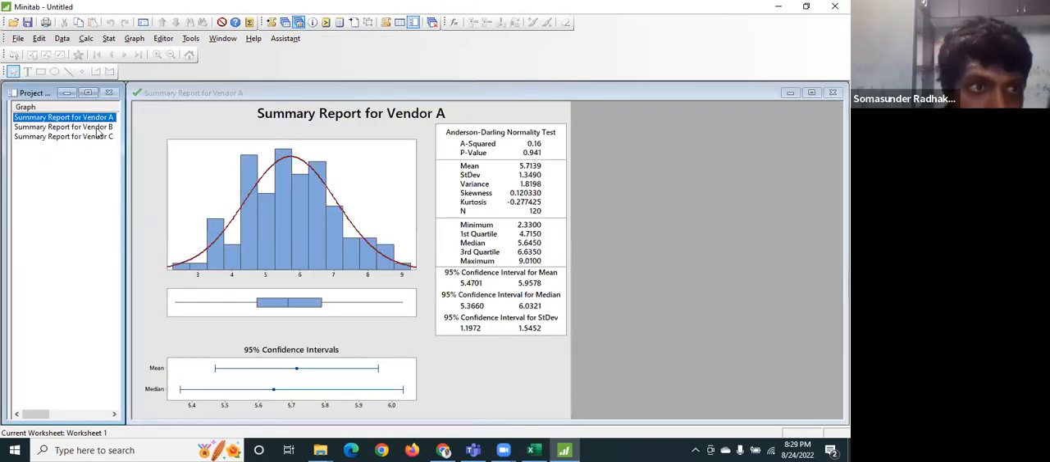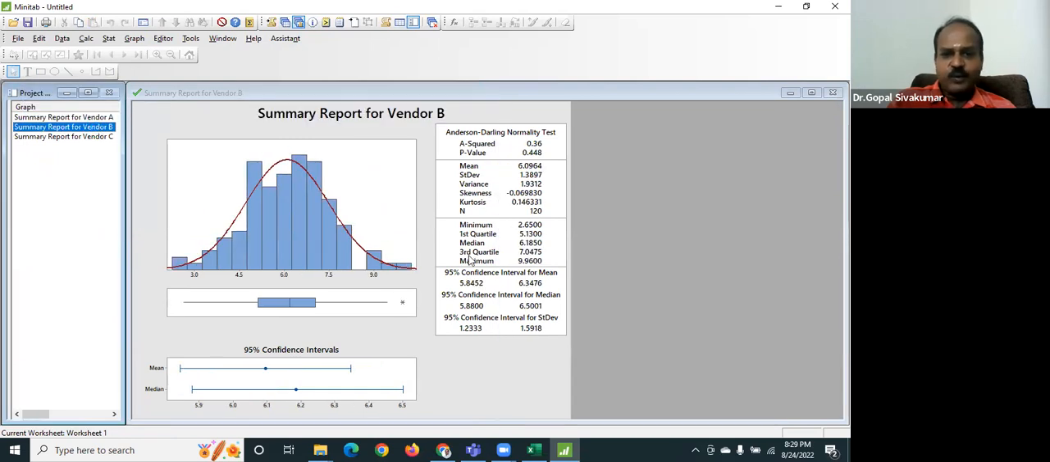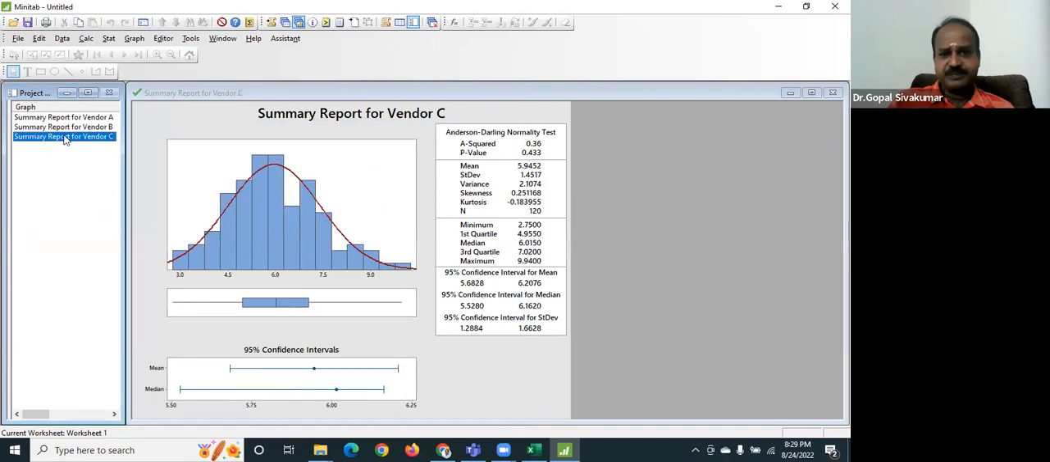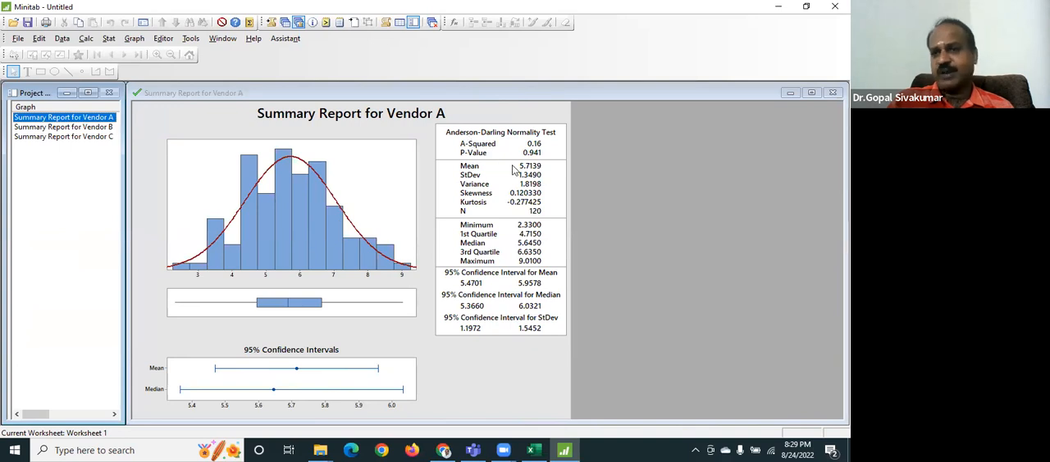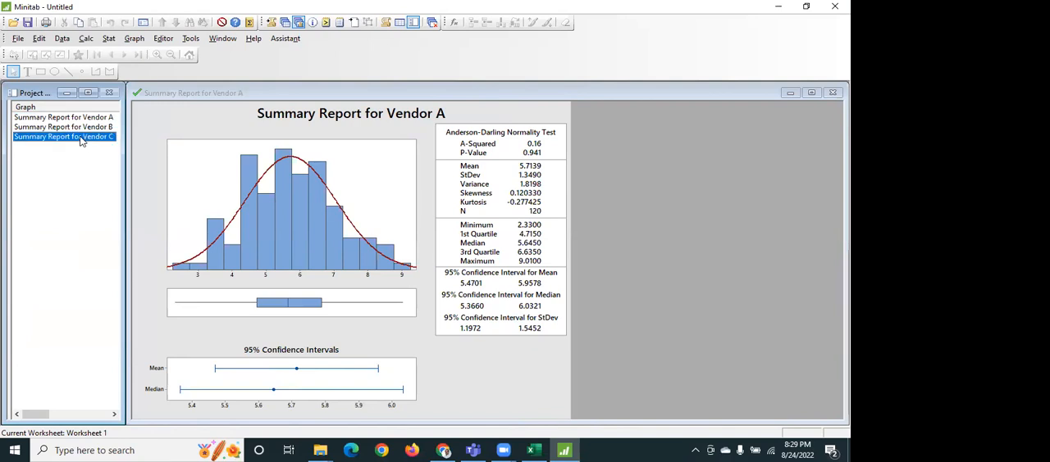Now let me take one more graph. This is A. Now let us look at B. A is 5.4 and 5.9. Now B: the mean is 6.09, the lower confidence limit is 5.85, and the upper confidence limit is 6.34. Look at C. The mean is 5.95, and the lower confidence limit is 5.6, upper 6.2. Look here, the three means. One is 5.94, the other one is 6.09, the third one is 5.71. Now, which one has a higher mean? A or B or C?